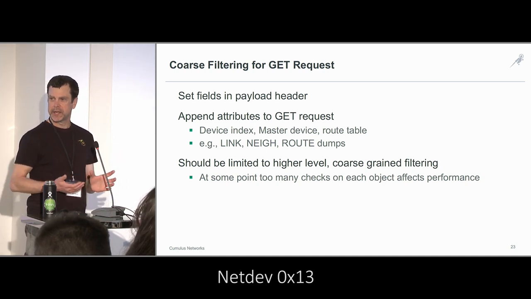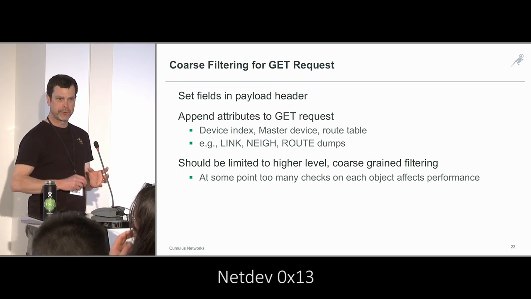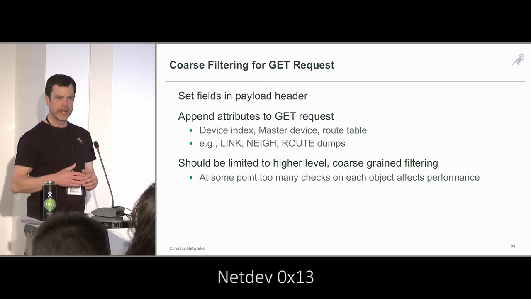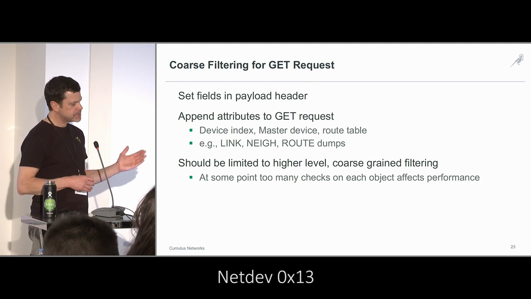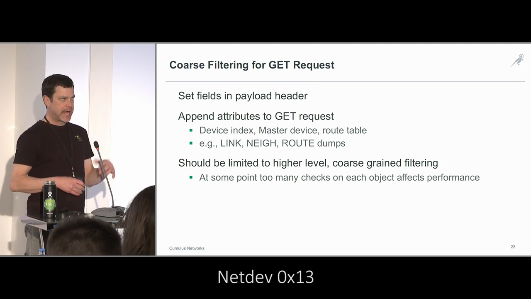So now I'm only getting neighbor entries associated with the VRF of my interest. So that is one way to take this huge database and limit it down to a smaller subset of things the user cares about. And there's been some other attributes that have been added as well.